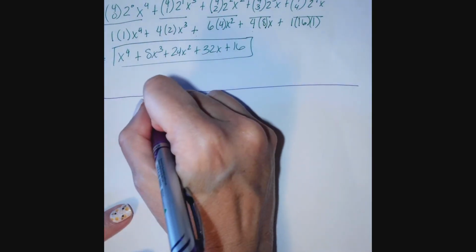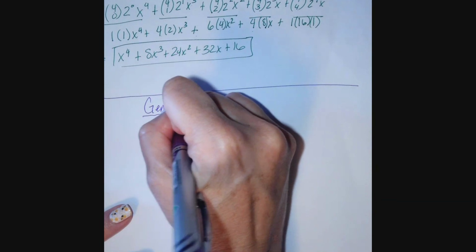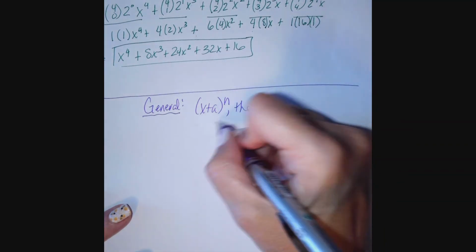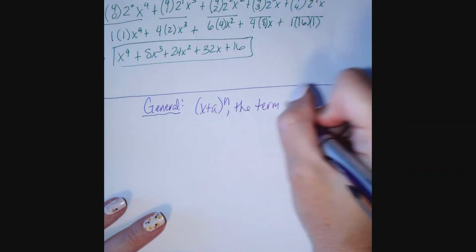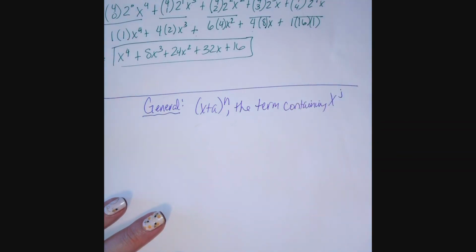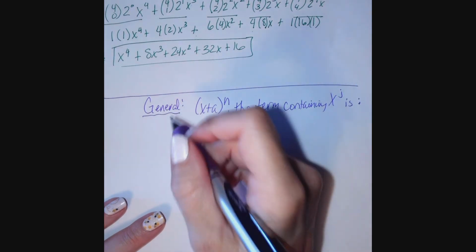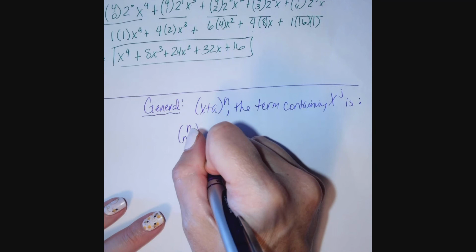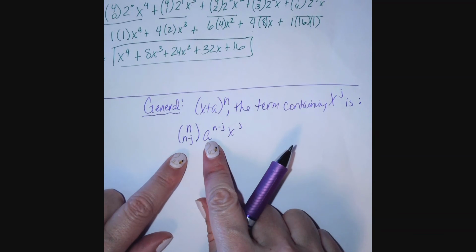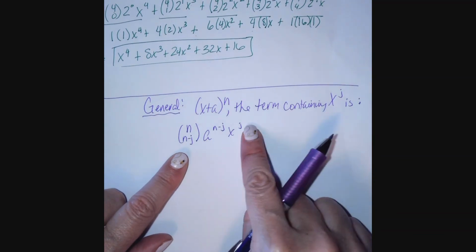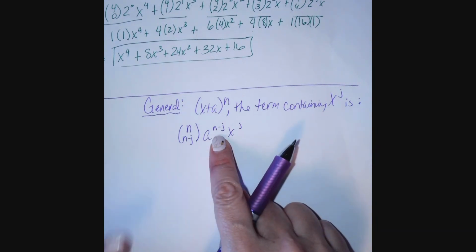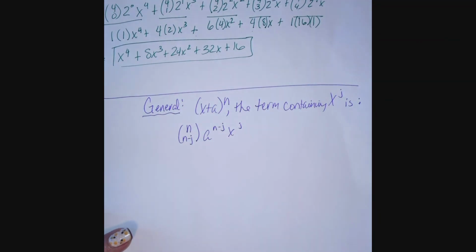Okay, so in general, when I have (x + a) to the n, the term containing x to the j is, and I find it like this, n choose (n minus j), a to the n minus j, x to the j. So notice that I know which term I'm looking for, that's this power, and the exponent here is the denominator of my binomial coefficient. So let's do an example of that.